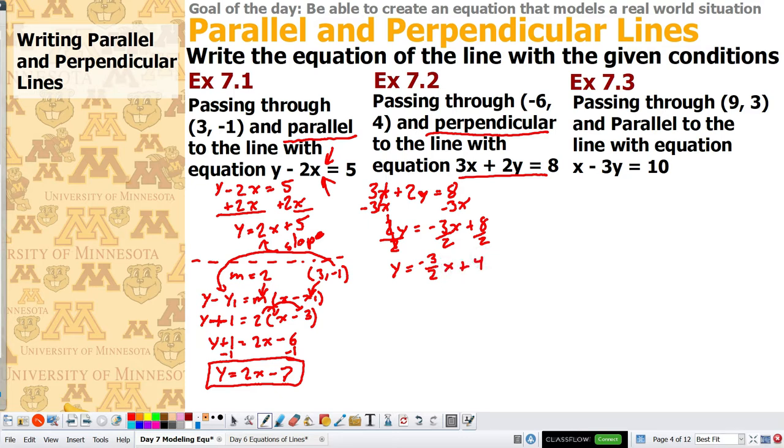All right, so now I see what my slope is, right? Here's my slope. Now I want to be perpendicular to that slope, right? So for my line that I'm going to create, my slope has to be the opposite reciprocal. So it's going to be positive 2/3.